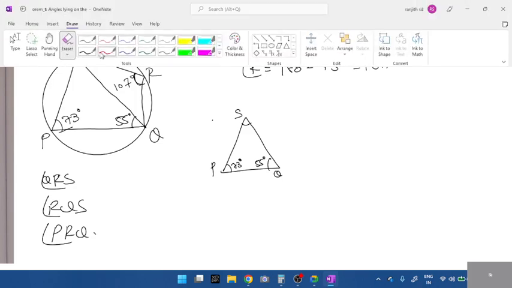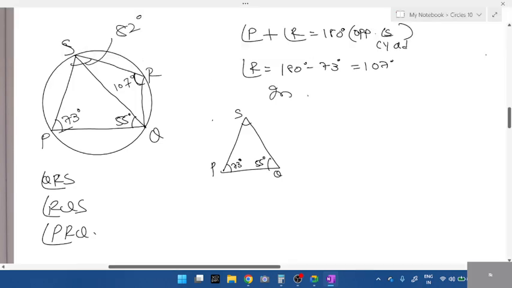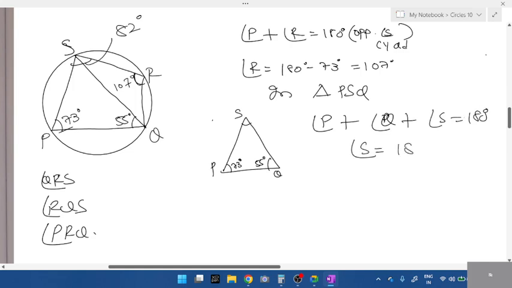Before solving the second question, take triangle PSQ, draw the diagram. You can write angle P plus angle Q plus angle S is equal to 180. They have asked angle S, so you can directly write 180 minus, instead of writing step by step: what is 73 plus 55? 128. What is 180 minus 128? 52 degrees. So if this is 52 degrees, what about angle S? 30 degrees, right?